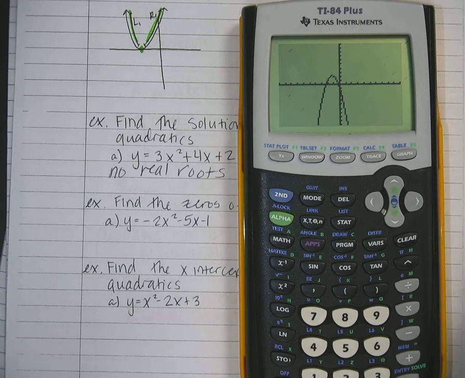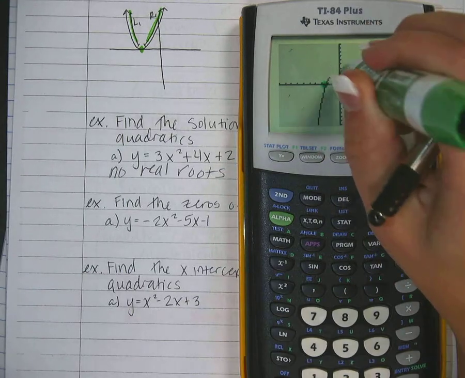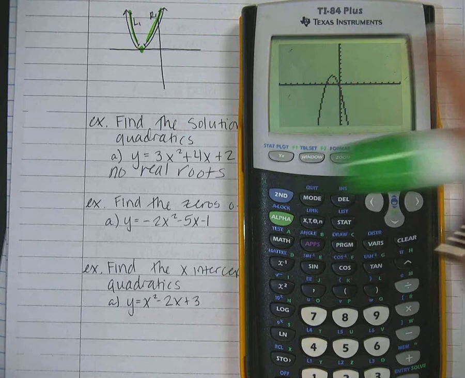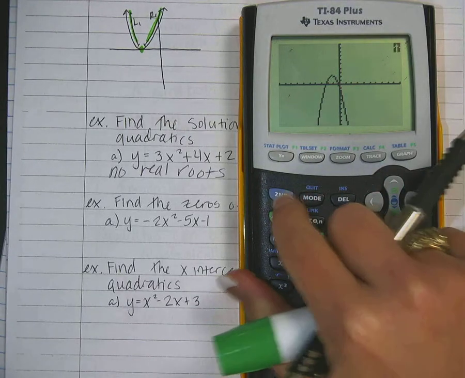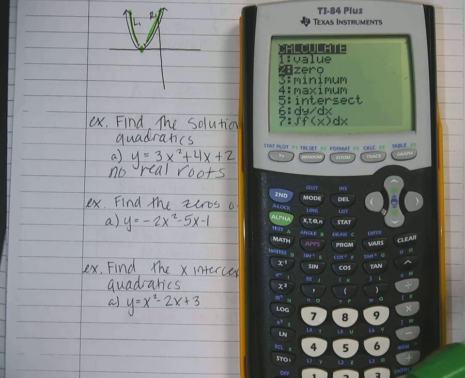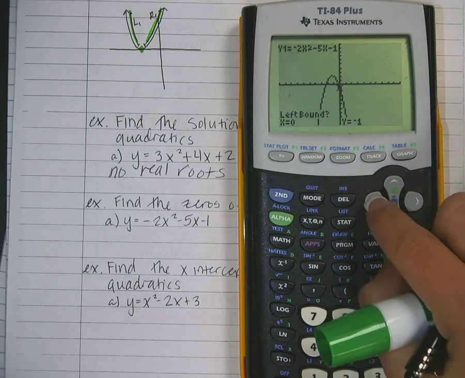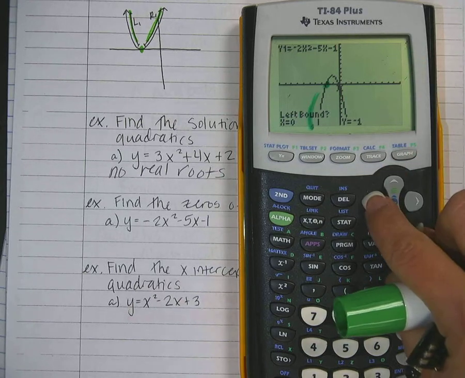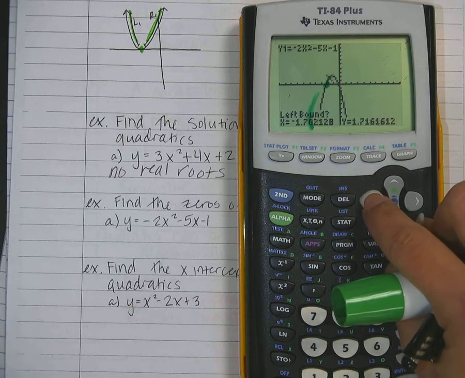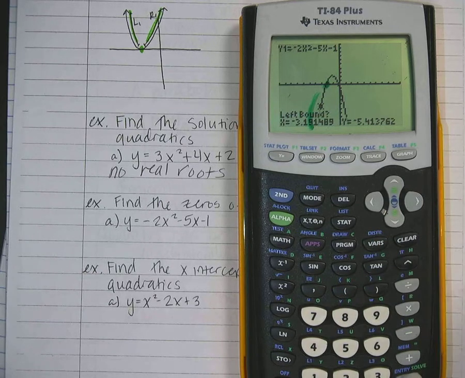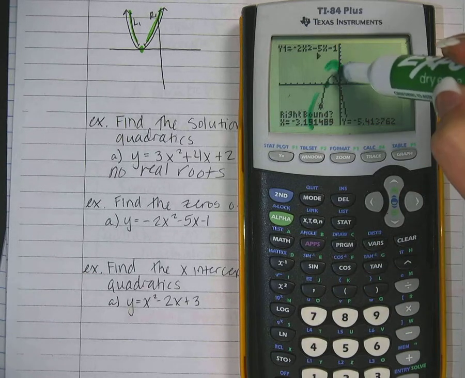Okay, so I'm looking for two different zeros. I've got one here and one here. So I need to find both of them, but I need to do it one at a time. So I'm going to press second, trace, which is calculate, down to 0. It asks me left bound. I'm going to do this 0 first, so my left bound will be over here. Okay, I'm going to press enter right there. My right bound will be somewhere up here.